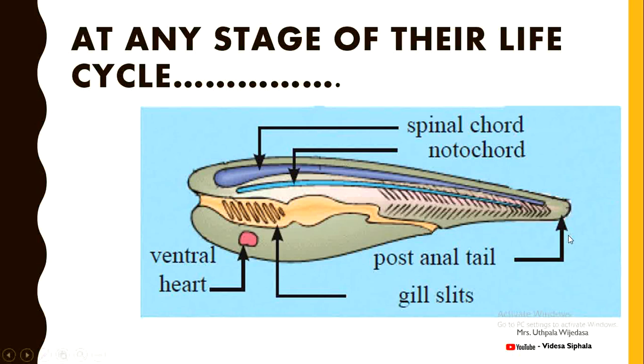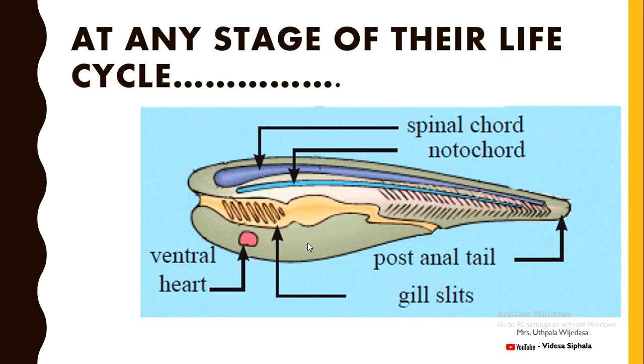Then the presence of a post-anal tail, that is the tail behind the anus. This is also present in most of the vertebrates, but in some vertebrates like human beings this is absent. Then the presence of gill slits. I told you at the beginning, these are the features shown by the vertebrates at any stage of their life cycle. So in the existing vertebrates, some of these features are missing, but they are shown in them even at the embryonic period.